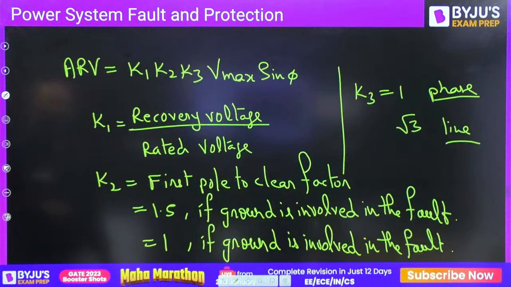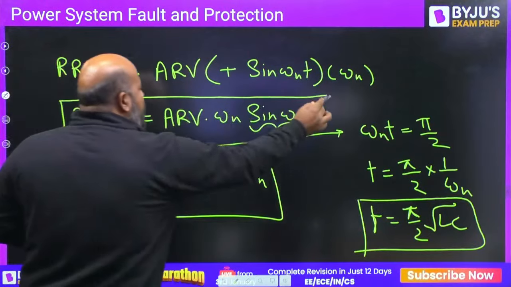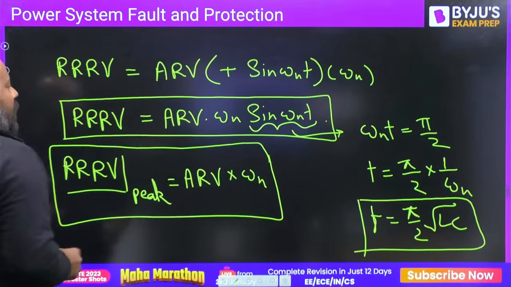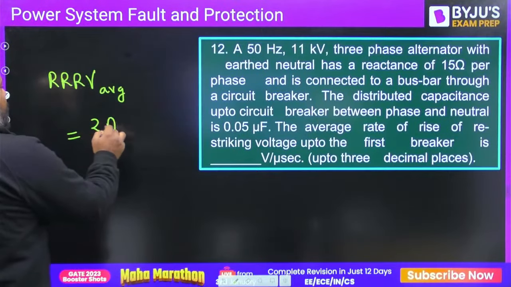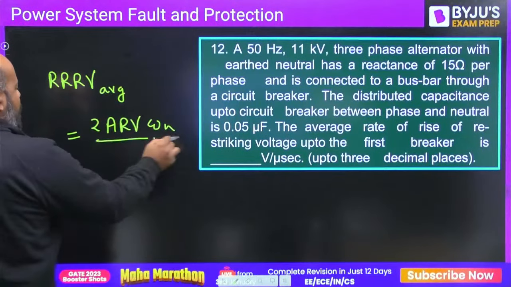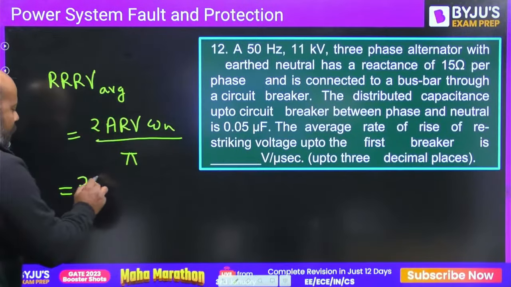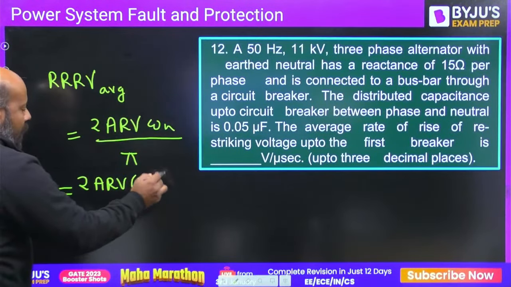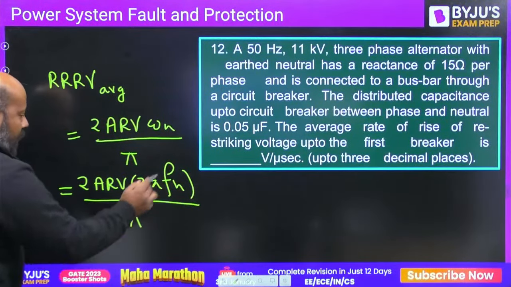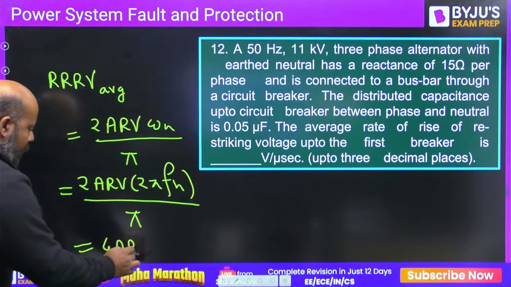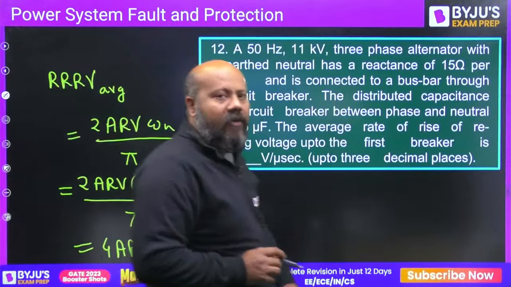So, if you have a sinusoidal function, this is the rate of rise of restriking voltage. What is the peak value? ARV into omega n. What is the average value? It is 2 times active recovery voltage omega n divided by pi. That's it. This you can write as 2 pi fn, divided by pi. Pi cancelled, it becomes 4 active recovery voltage fn. Only thing you have to do in this question is to find the active recovery voltage and the natural frequency.